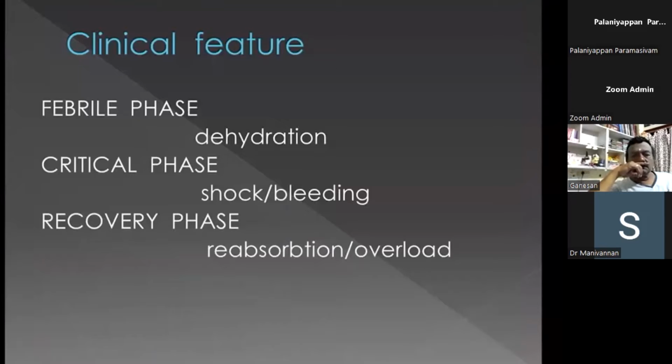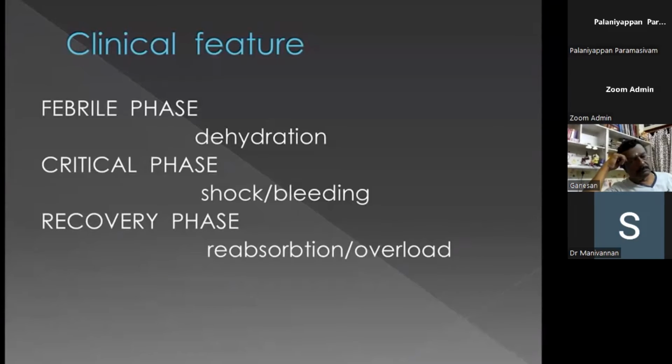Once the febrile phase is over, the child will enter into the critical phase, as I said, after 5 or 7 days. During that period, in a well child, suddenly the child will develop shock, low BP, cold, clammy skin, abdominal distension, and breathing difficulty. With that, they will present all of a sudden. Once the critical phase is treated properly, they will enter into the recovery phase.